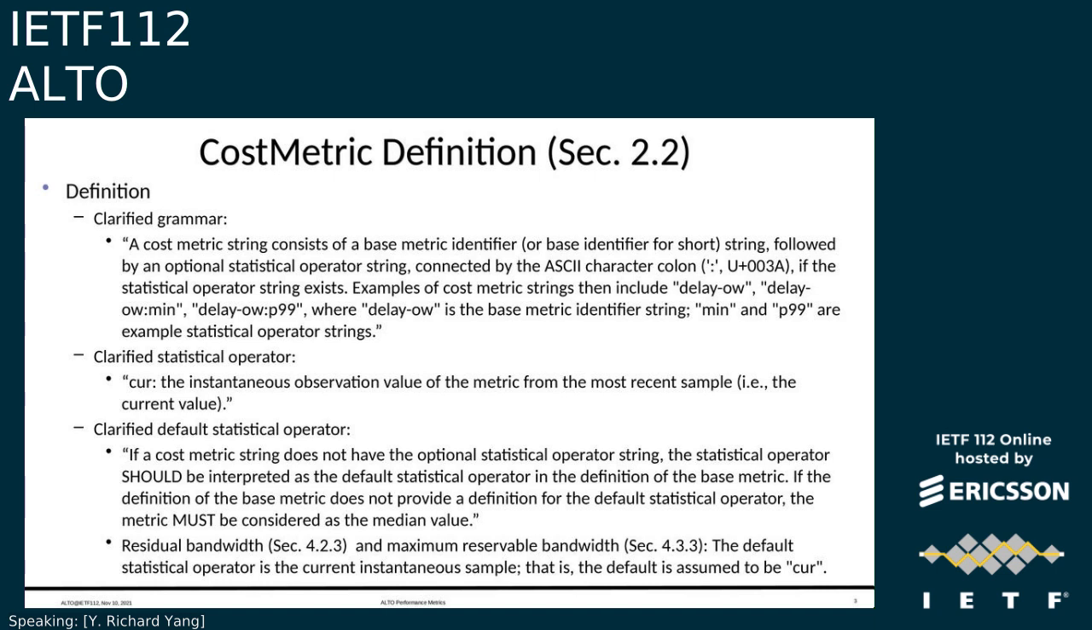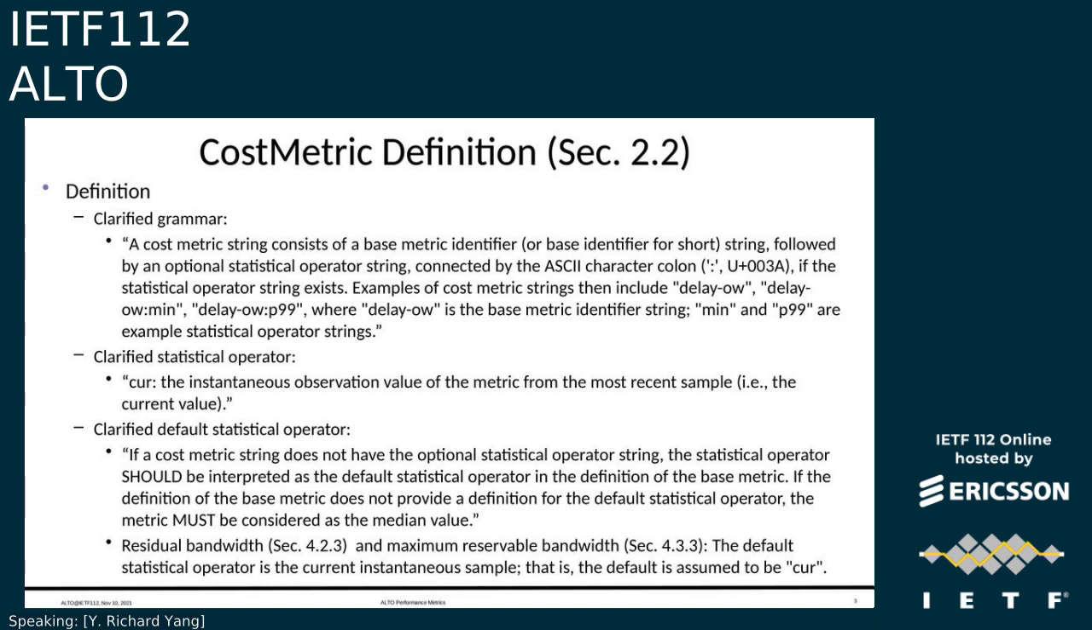Because we're not really dealing with a very complex grammar, which is dealing with what exactly the format of a cost metric string really is. So eventually, we adopted the paragraph shown over here. Of course, it is in the newest version. The definition basically is optional base metric identifier, followed by an optional statistical operator string. That's a new term, but of course only editorial, not a content change.